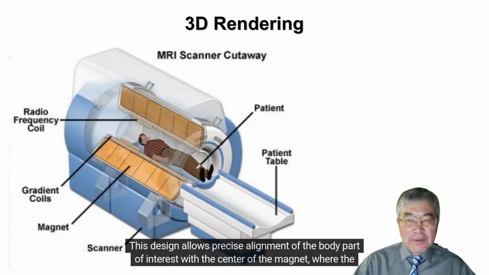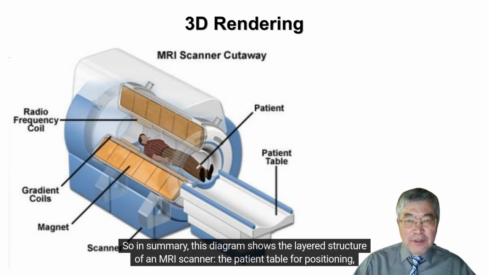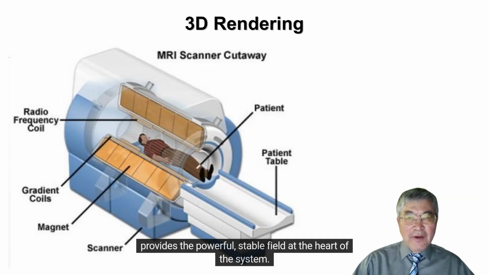This design allows precise alignment of the body part of interest with the center of the magnet where the field is most uniform. So in summary, this diagram shows the layered structure of an MRI scanner: the patient table for positioning, the RF coils for transmit and receive, the gradient coils for spatial encoding, and the large magnet that provides the powerful, stable field at the heart of the system.